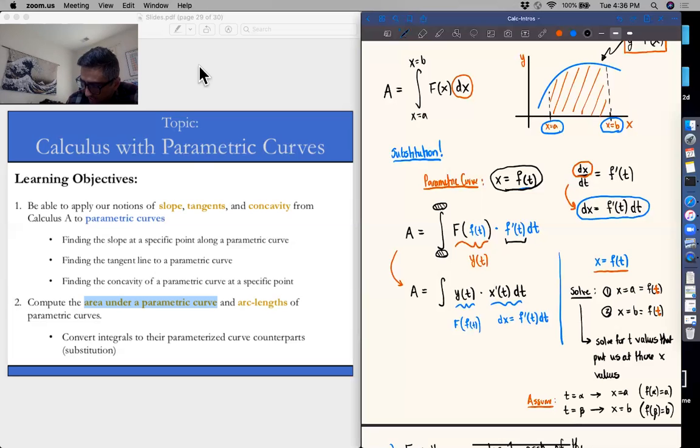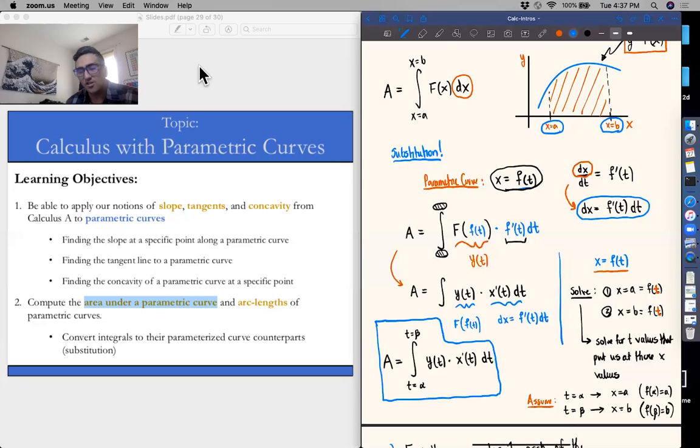So if we take those ideas and we blend them into our integral formula, what this tells us is our integral runs from the lower bound of t equals alpha to the upper bound of t equals beta of whatever function we're given for y in our parametric curve times the derivative of our x coordinate function with respect to t, dt. And that is our area formula for the area underneath a parametric curve. So let's actually go ahead and try to apply this to an example right off the bat.